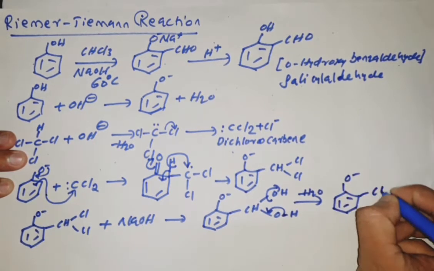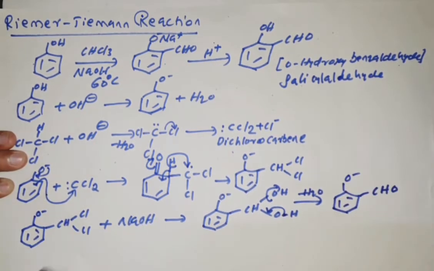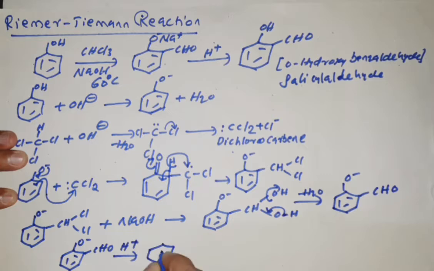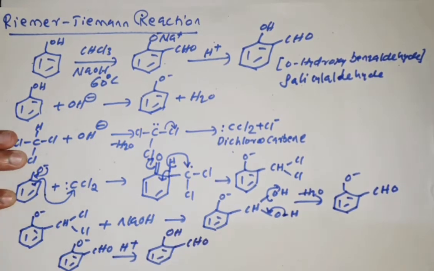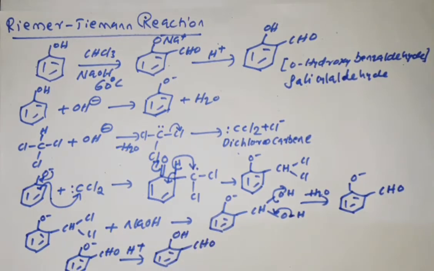Minus H2O gives CHO. Then this one, on acidification, minus H plus. This is ortho-hydroxybenzaldehyde or salicylaldehyde.